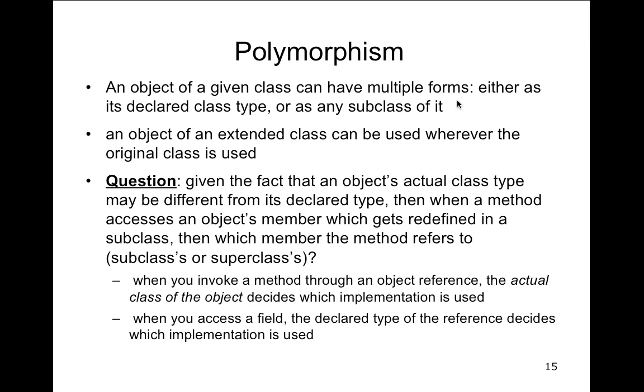So here is a question to ponder, and the answer is right below it, so you don't have to worry about answering it. Given the fact that an object's actual class type may be different from its declared type, because the type can morph, when a method accesses an object's members which get redefined in the subclass, which member does the method refer to, the subclass or the superclass? When you invoke the method through the object reference, the actual class of the object decides which one is going to be used.